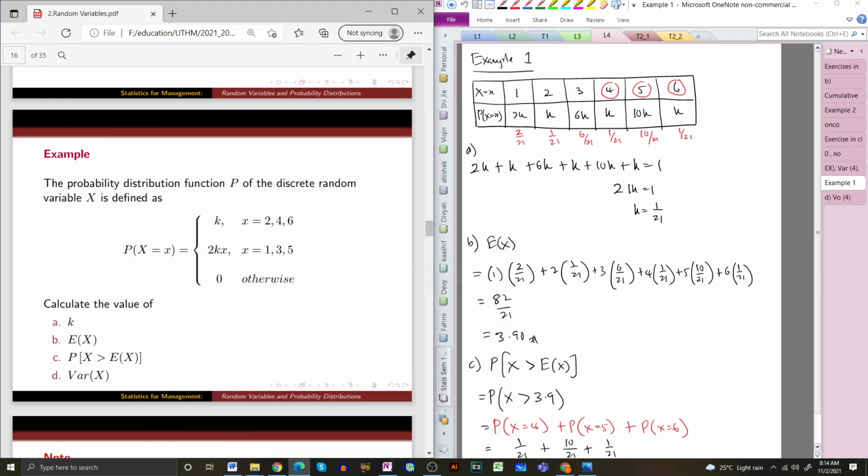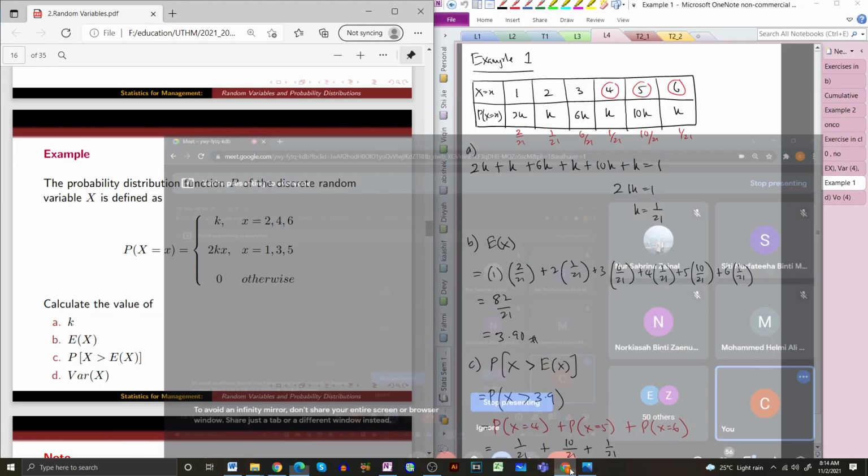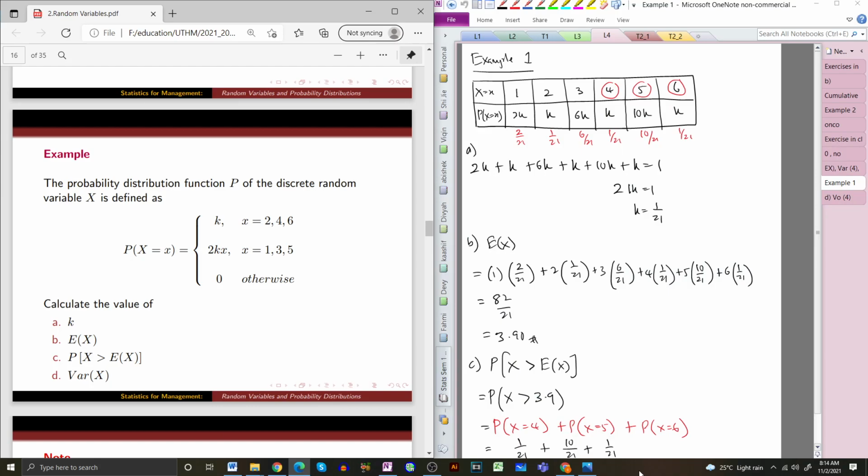Alright, good morning. Last class we stopped at this example here, example 1. And we are going to continue finding the expected value, variance and standard deviation for other examples.